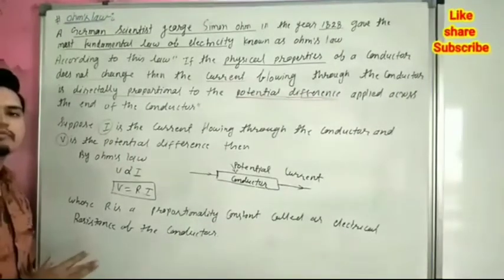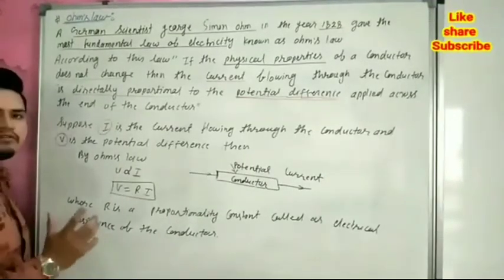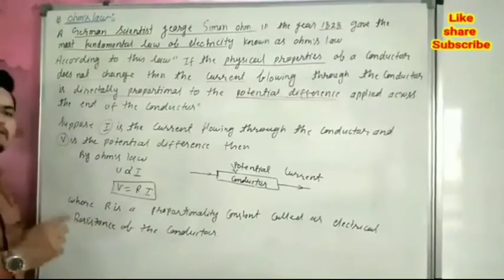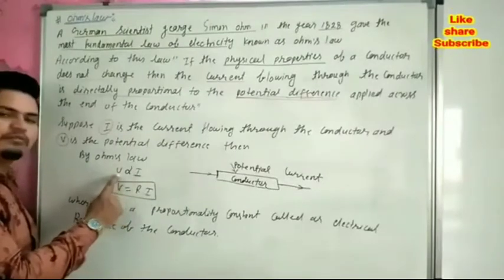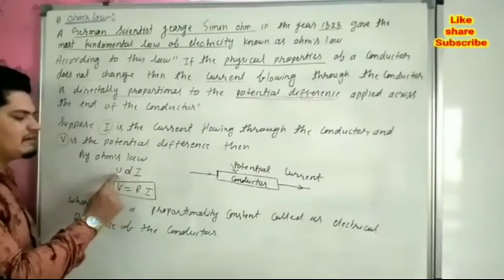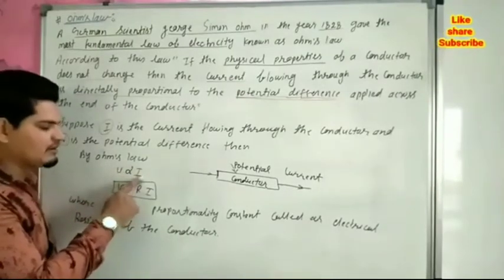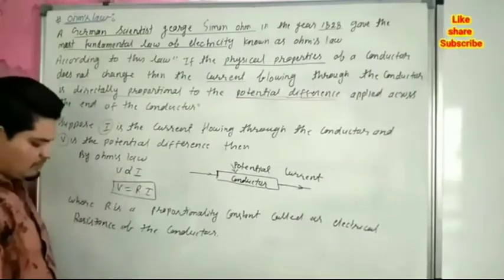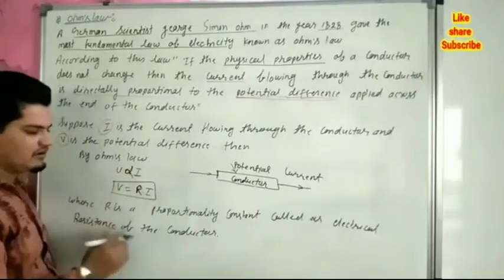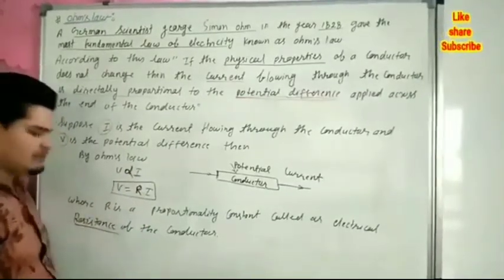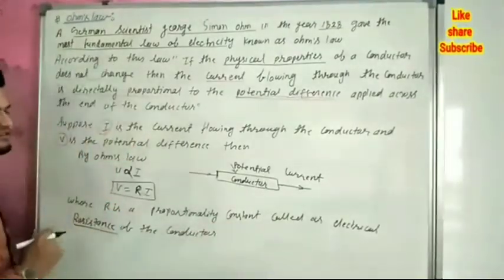According to Ohm's law, if the physical property of the conductor does not change, then the current flowing through the conductor is directly proportional to the potential. When we remove this proportionality sign, a constant comes in. R is the proportionality constant, called the electrical resistance of the conductor.